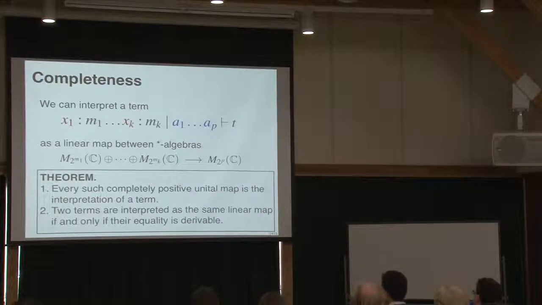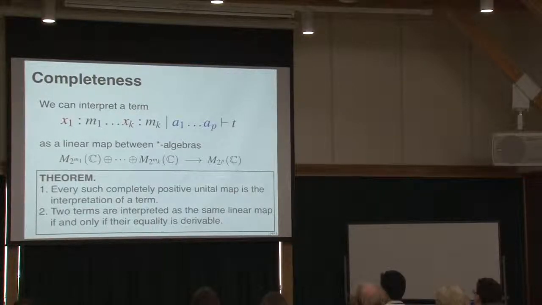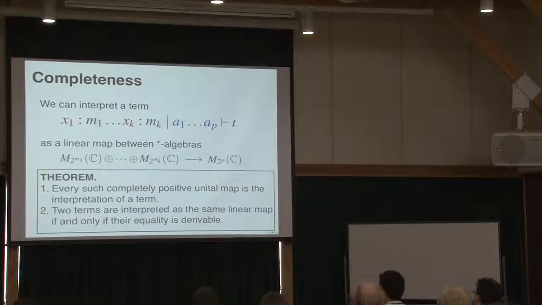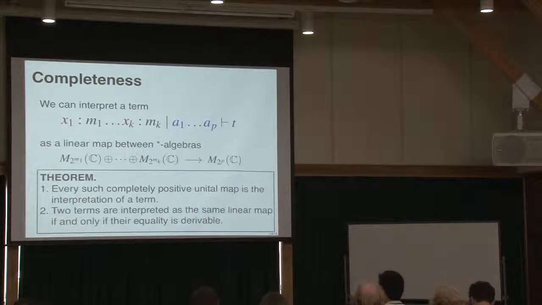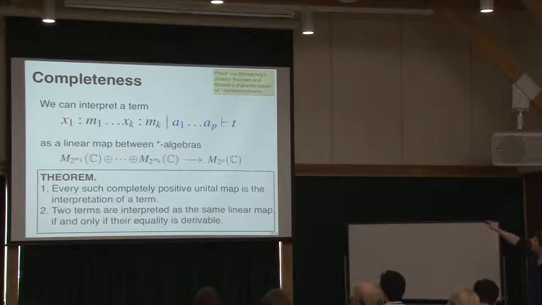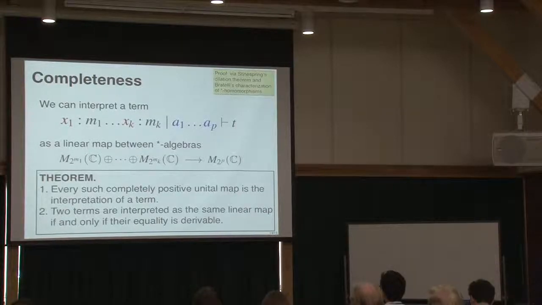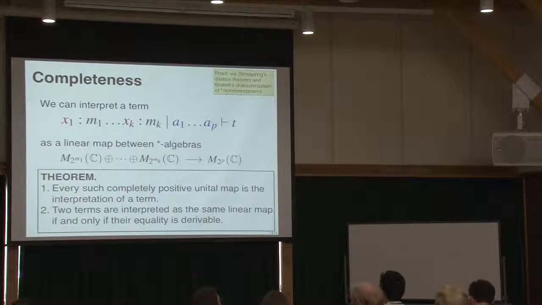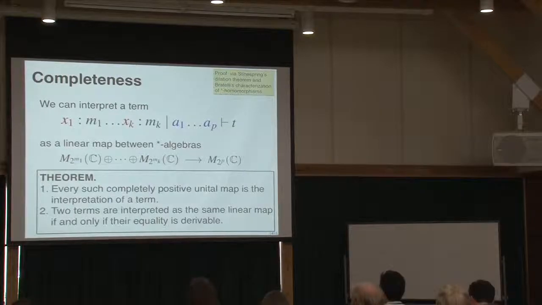Those are the two equations about how measurement interacts with the sum structure of unitaries, the product structure of unitaries being respected, and then this special axiom about discarding. And I proved that result by using a kind of variation on Stinespring's theorem, and also Bratteli's characterization of star homomorphisms between finite-dimensional C-star algebras.